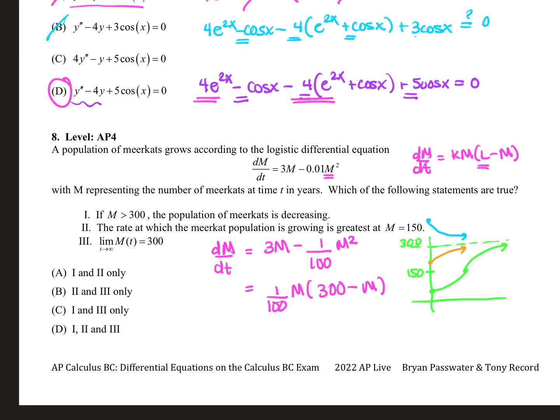Okay, so looking, if m is bigger than or equal to 300, the population of meerkats are decreasing. That's true. If your initial condition is above the carrying capacity, it's going to be decreasing. The rate at which the meerkat population is growing the fastest is at 150. Again, true. That is half the carrying capacity. The limit as t goes to infinity of m at t is equal to 300. Again, that's true. They're going to be heading to their carrying capacity. So all three.